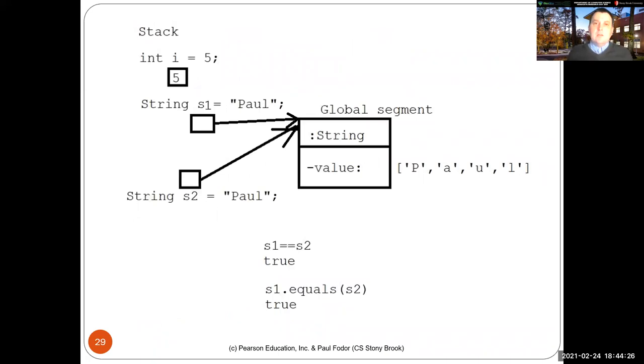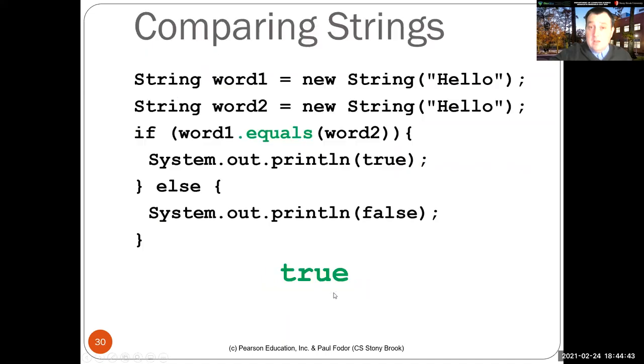If you have a stack and you have an integer defined on the stack, you have two strings S1 and S2. The two strings are the same, but this is only for interned strings. So double equal does exactly the same as dot equals. However, that doesn't happen when you have two strings created with a new string.